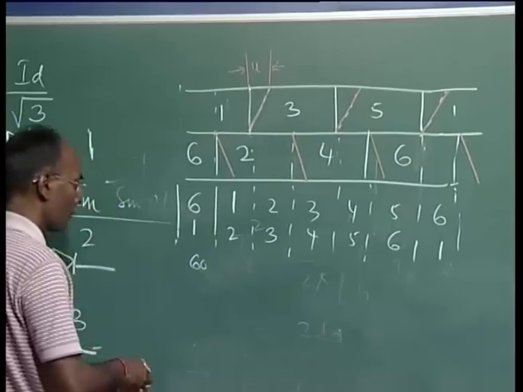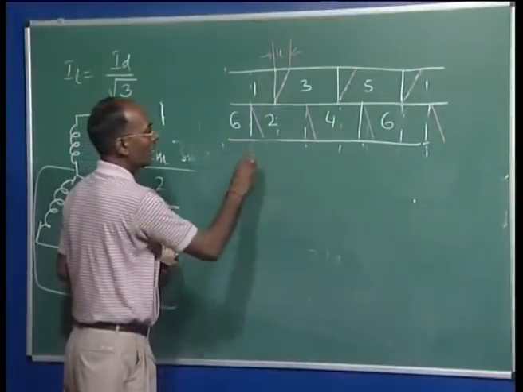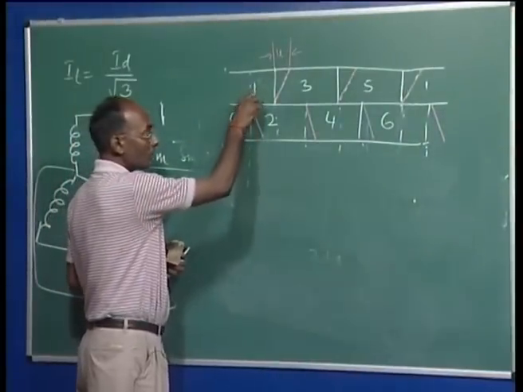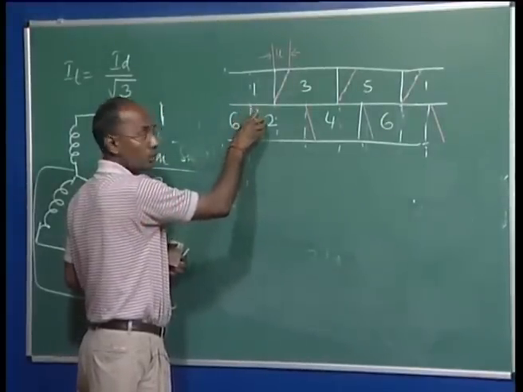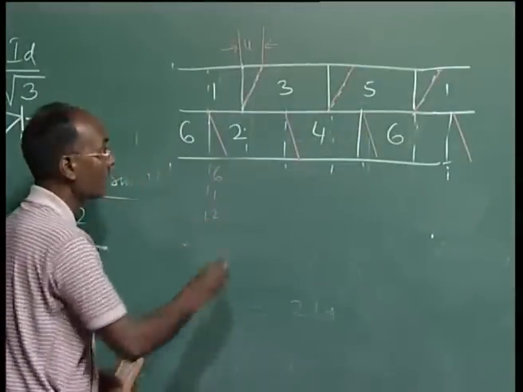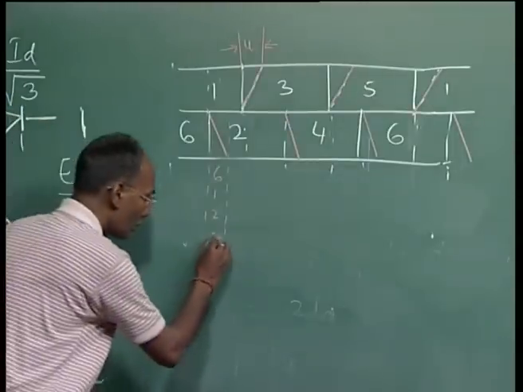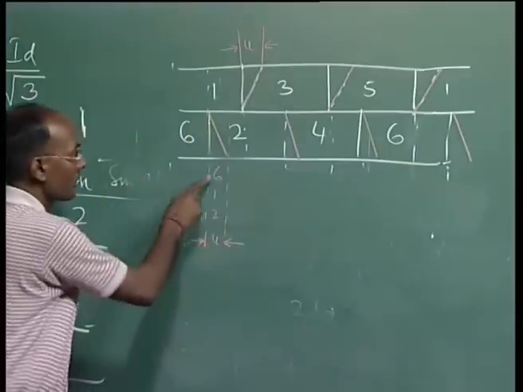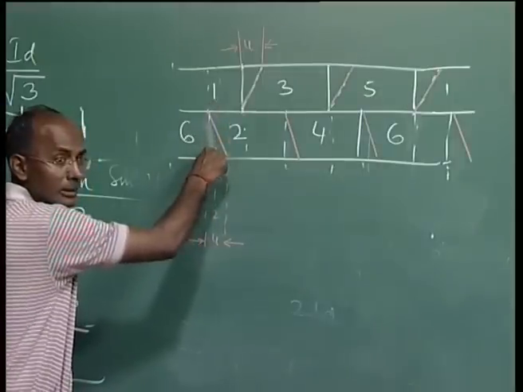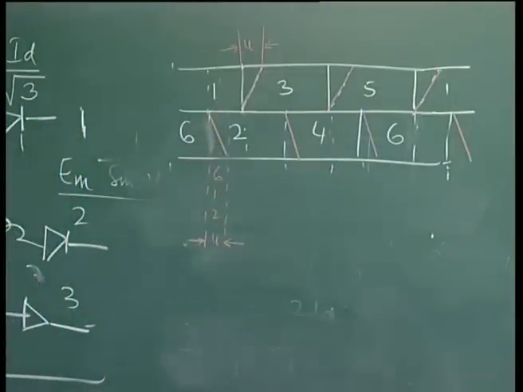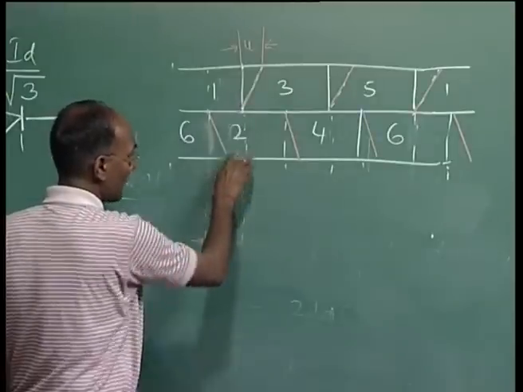Now, you can see the whole pattern is going to change. In this case, if we write at this point, 6, 1 and 2, so 6, 1 and 2 are conducting during this period, and this is your angle u. Here you can see, if you draw the point here, 6, 1 and 2 are conducting in this period. Now, in this period, up to here, only 1 and 2 are conducting. So, it is 1 and 2.